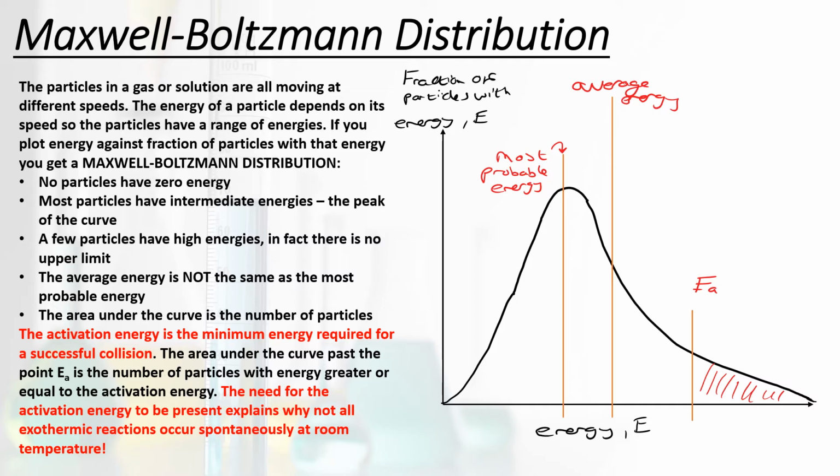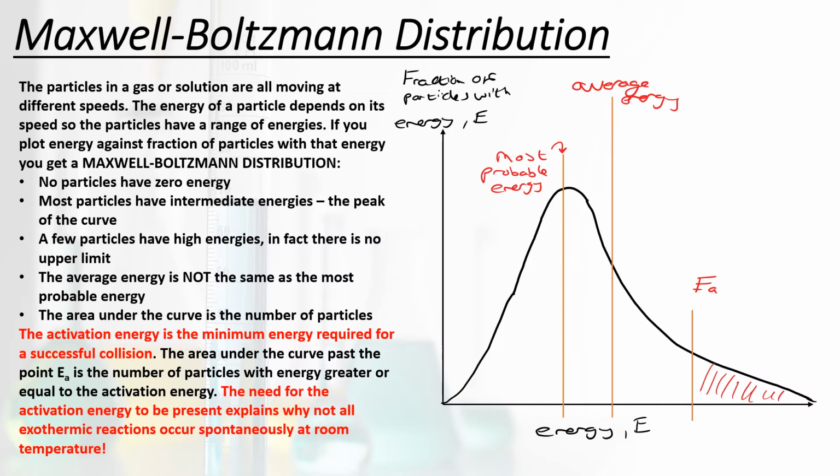Now you also notice I've labelled another point on here called the average energy. The average energy is not the same as the most probable energy. That's a really key distinction. Our most probable energy is the peak of the curve, i.e. the energy that most particles have. The average energy typically is a little bit further to the right of that.